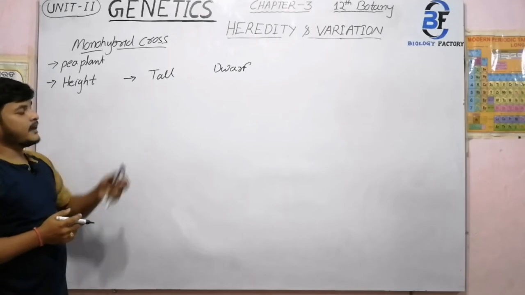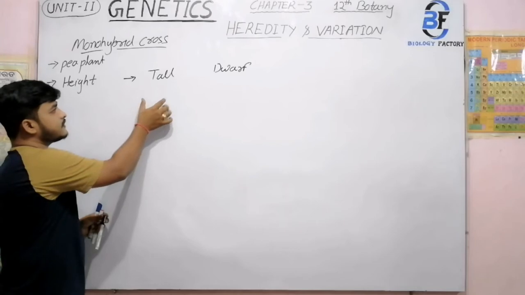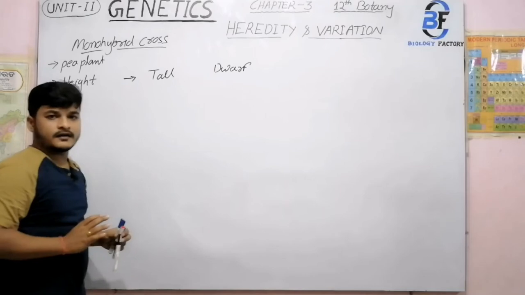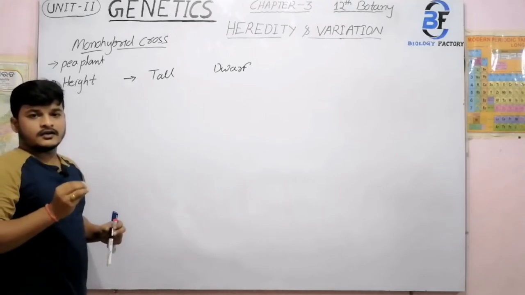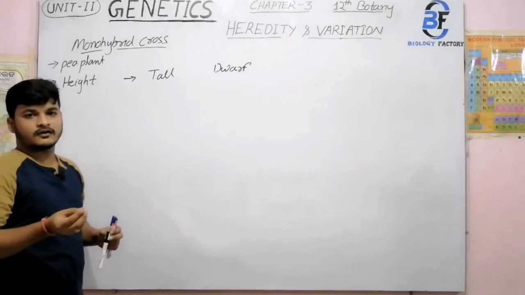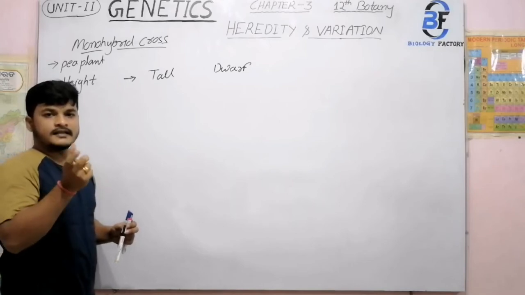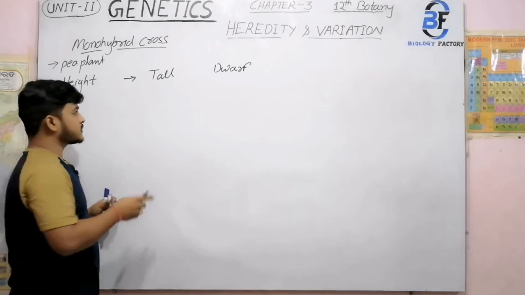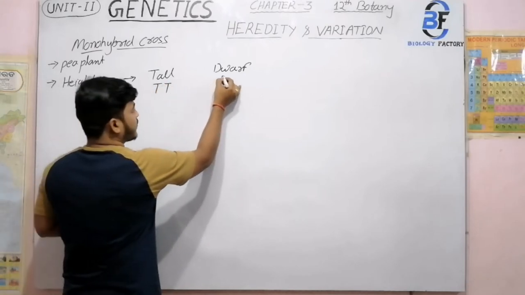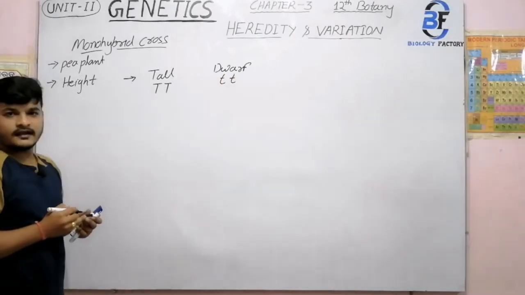Next, Mendel told that there is something responsible for the tallness and also for the dwarfness, and the thing behind the tall character and the dwarf character is a factor. According to Mendel, it is a factor, and according to the modern concept, it is a gene. So we write the factors first: capital T, capital T and small t, small t. We take them as representing letters.